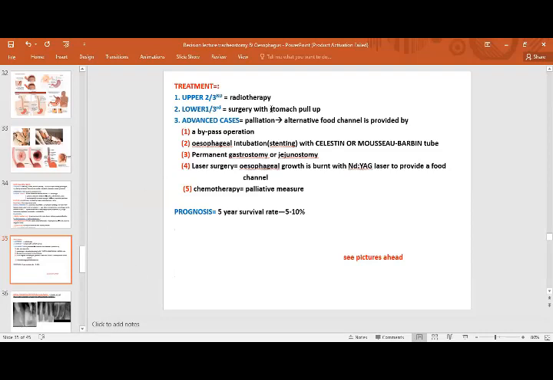For treatment, for the upper two-thirds, radiotherapy we can give, while for the lower third, surgery, the stomach pull-up. In advanced cases palliation would be ideal, because you just need to give palliative, symptomatic treatment to the patient. In those conditions, just to bypass, in elderly patients, esophageal intubation, gastrostomy, jejunostomy, laser surgery, these are a few options for advanced cases. And the prognosis is 5-year survival of only 5 to 10%. So the prognosis is not very good.